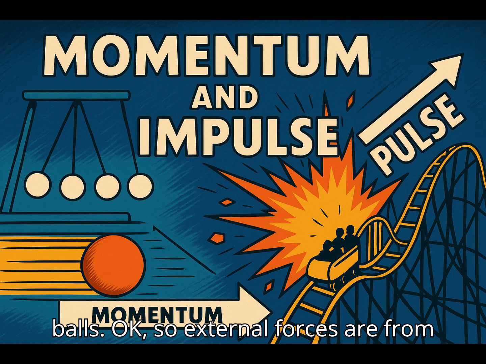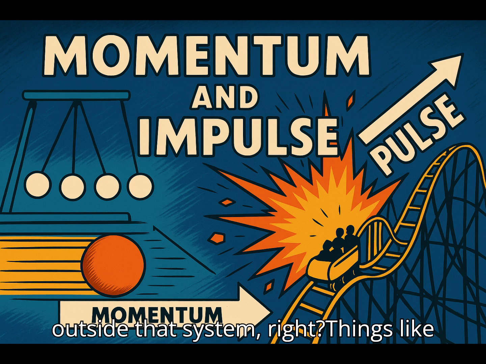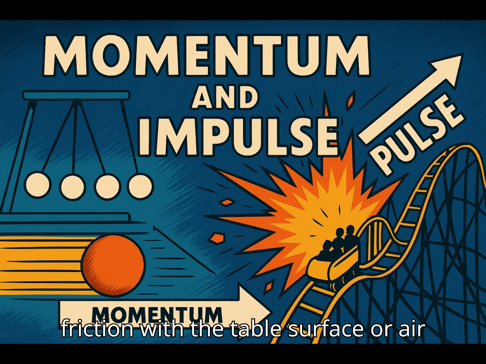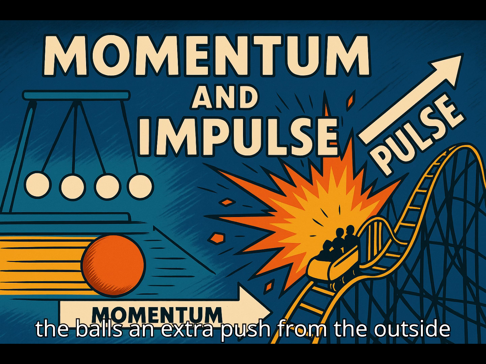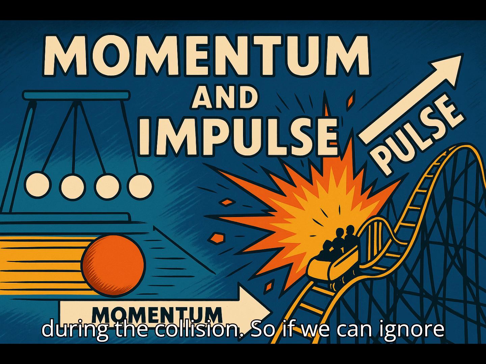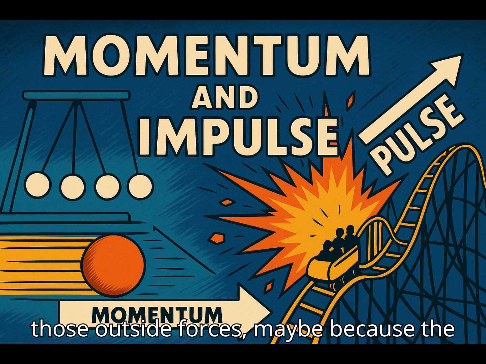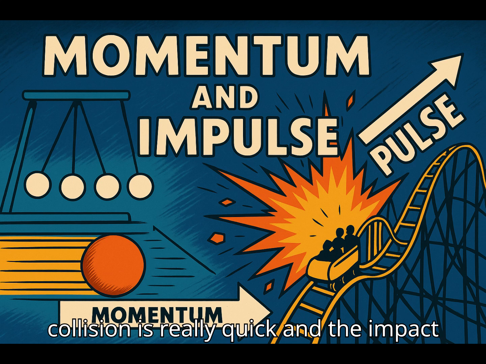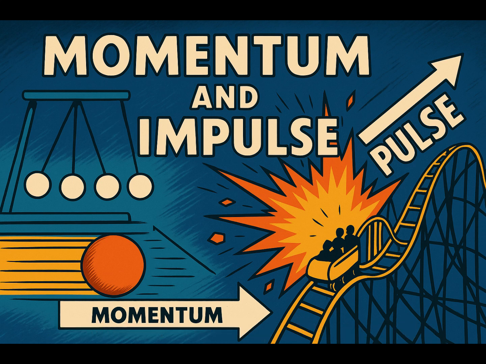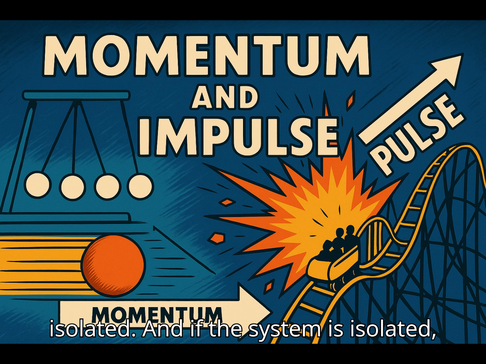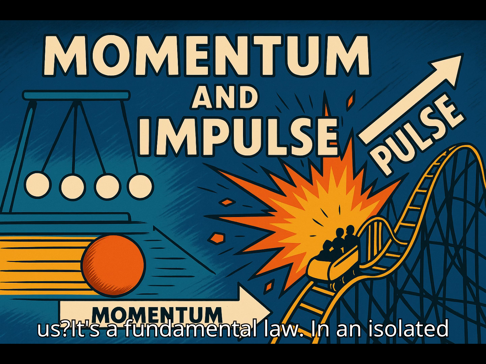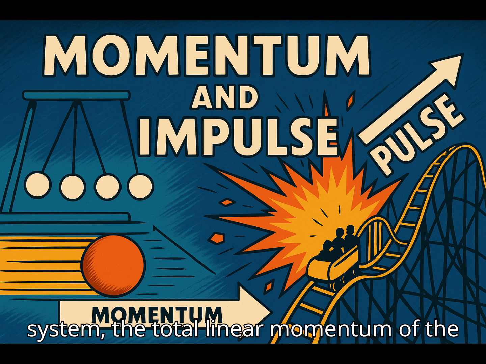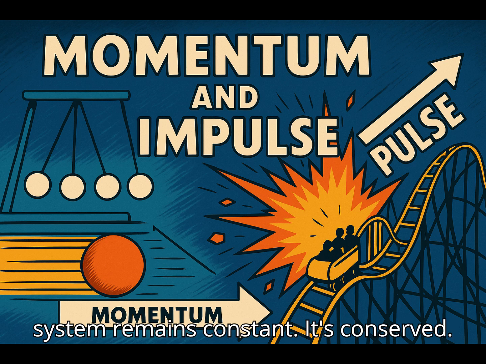Okay, so external forces are from outside that system. Right. Things like friction with the table surface or air resistance, or if someone gives one of the balls an extra push from the outside during the collision. So if we can ignore those outside forces, maybe because the collision is really quick and the impact forces are huge compared to friction? Then we can approximate the system as isolated. And if the system is isolated, what does the conservation principle tell us? It's a fundamental law. In an isolated system, the total linear momentum of the system remains constant.